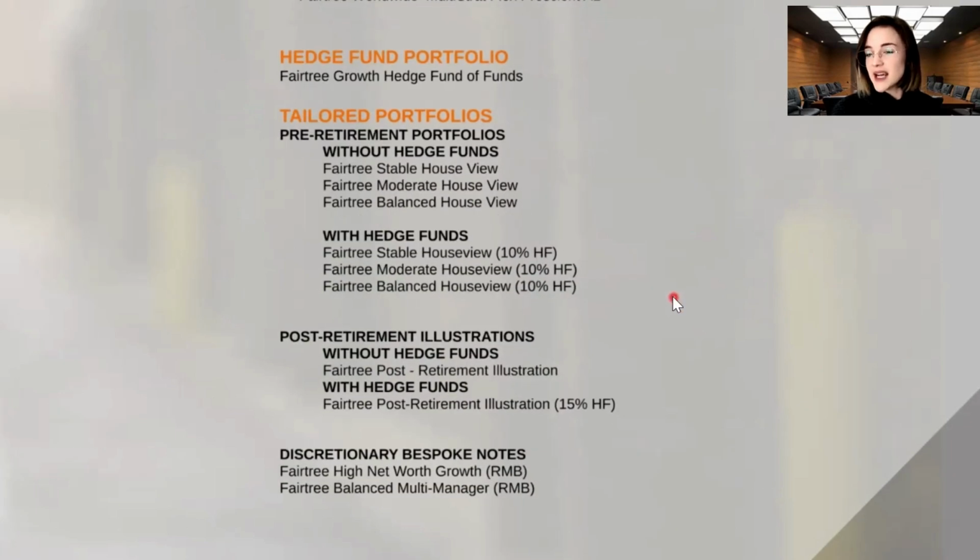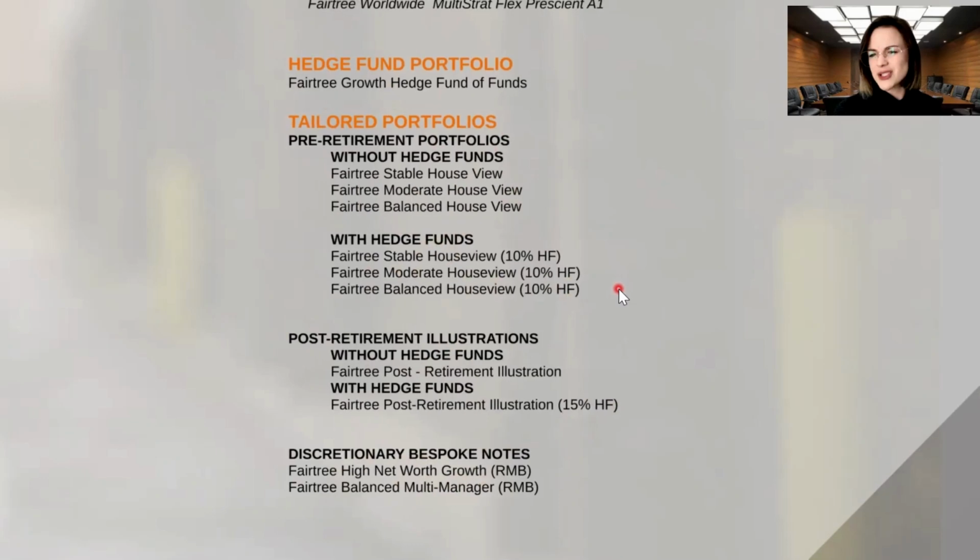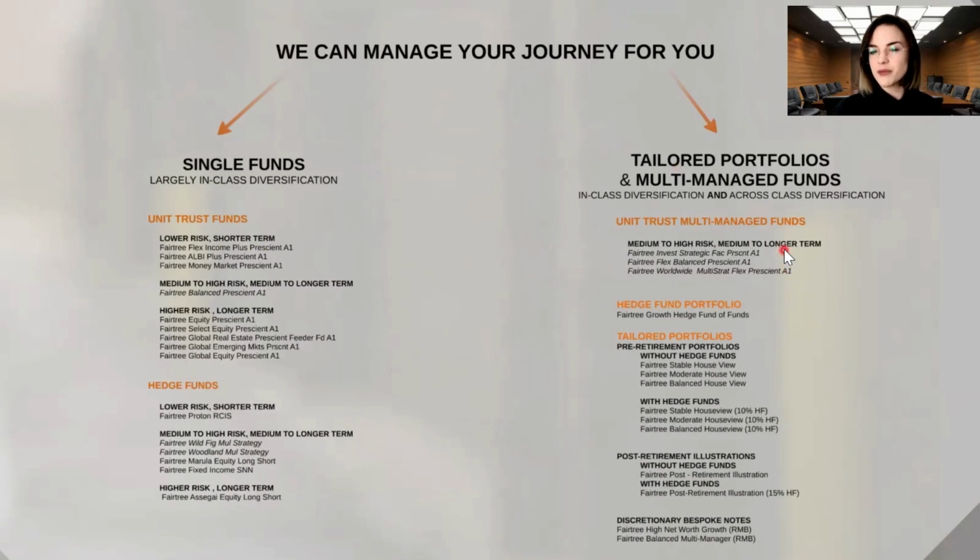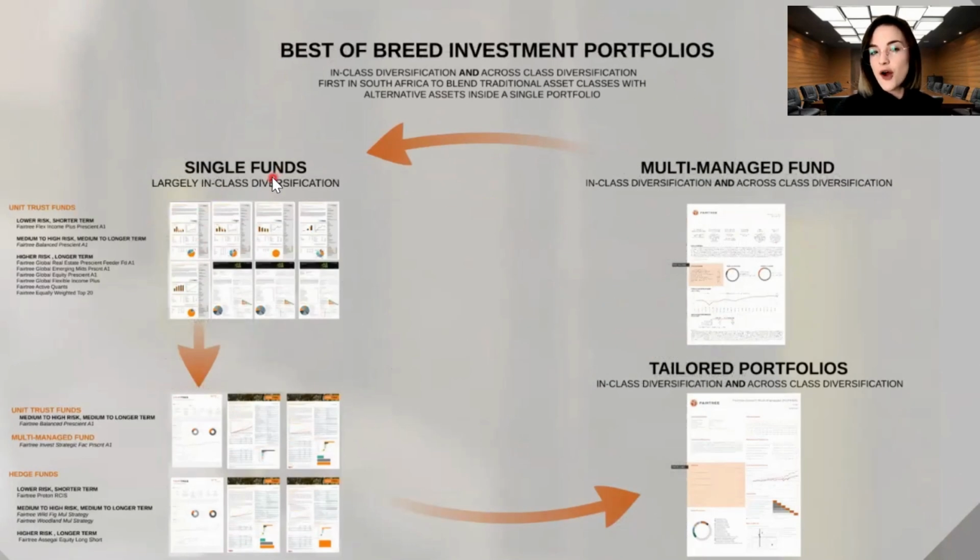And so we see here these tailored portfolios start to come through in both the pre-retirement and post-retirement situation, where you can have a portfolio of blended strategies together, really creating a great example of successful diversification. We also have some discretionary or bespoke notes coming to play here with the blending of hedge funds and long only. And so this could be quite a lot of information to understand how these two work together. So we've put this diagram together for you.